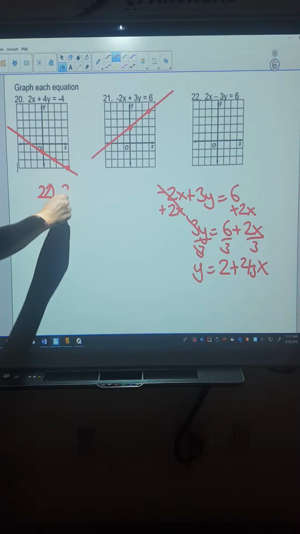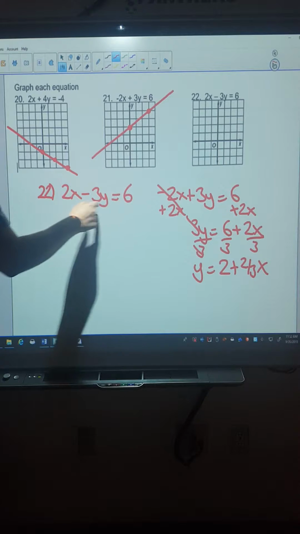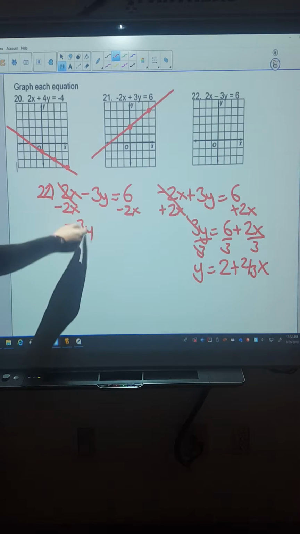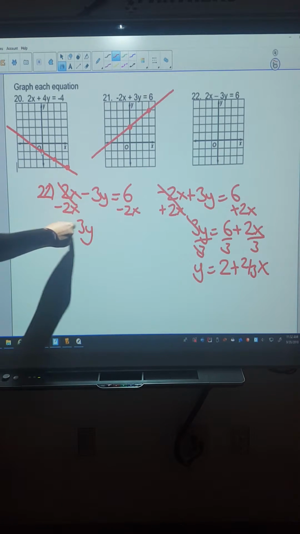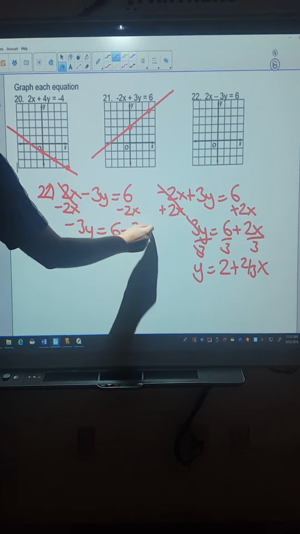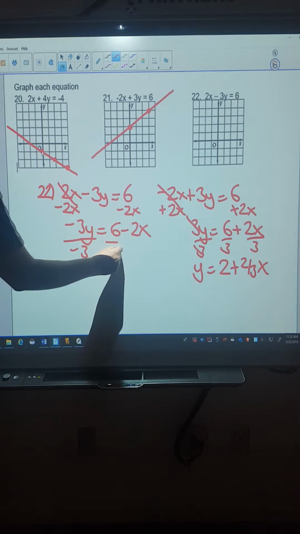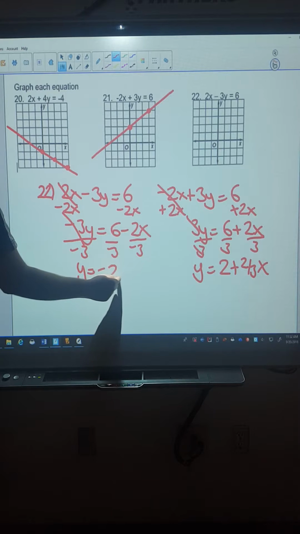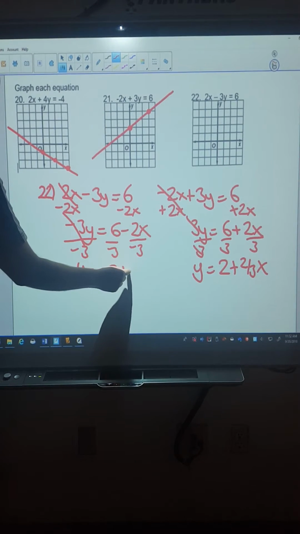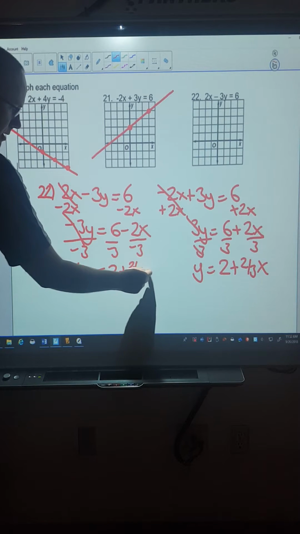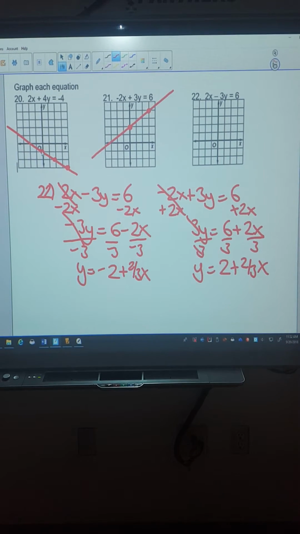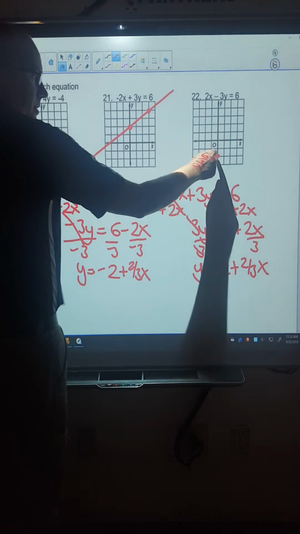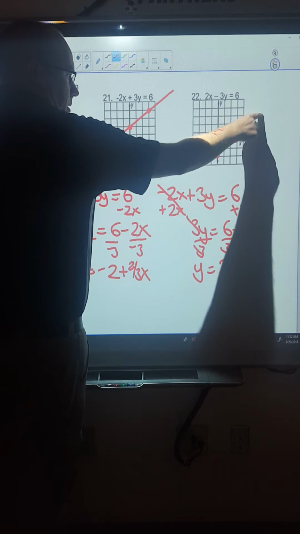So 22, 2x minus 3y equals 6. So I'm going to move the positive 2x to the side, which will be negative 2x. Be careful here, this is not just 3y, there is a sign in front of it, so it has to be negative 3y equals 6 minus 2x, and then divide through by negative 3. So y equals 6 over negative 3 is negative 2. 2 negatives are going to give me a positive, and 2/3 does not simplify, so we can just leave it like that. And as it starts with y equals now, this is my intercept, negative 2, and it has a slope of 2/3, which means we go up 2 and across 3.